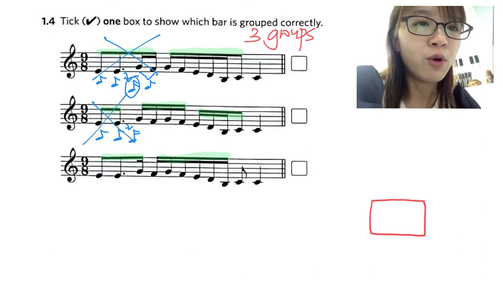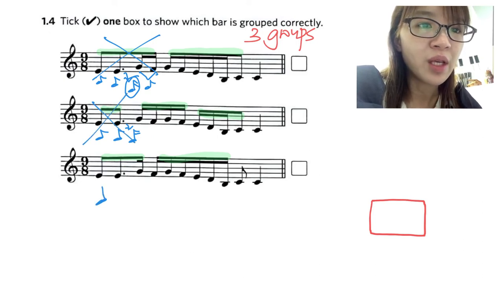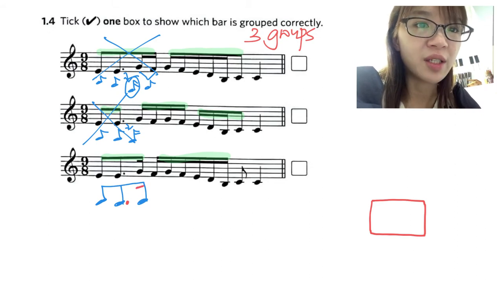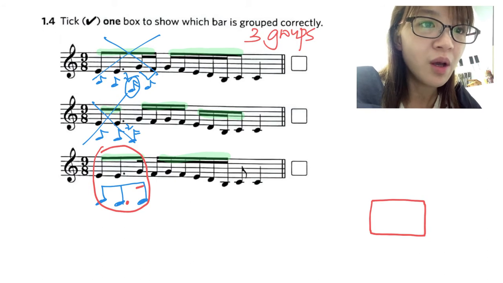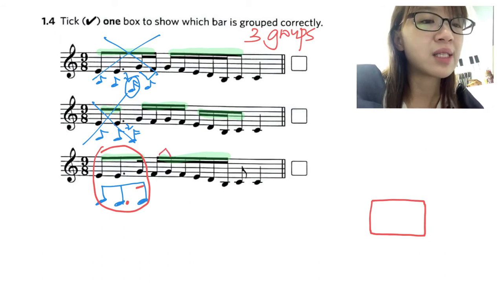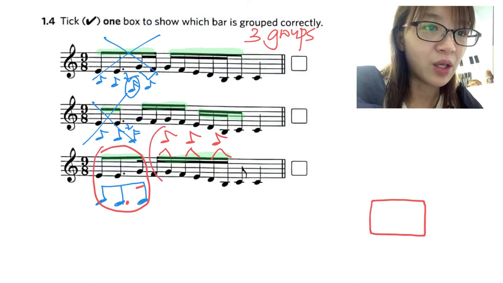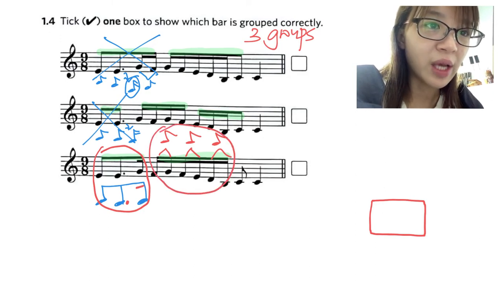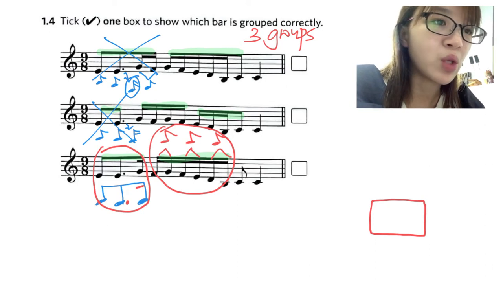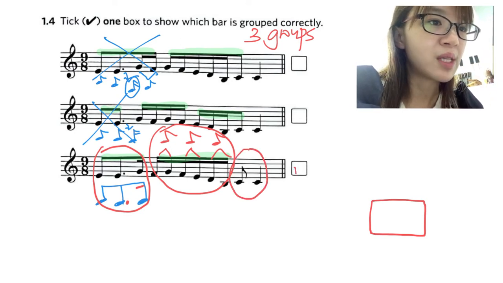No. Following by the next one, as we mentioned before, you have 3 quavers. When you have a dot, the rhythms almost cancel each other out. Yes, this is one group. These 2 quavers are equal to 1 quaver. 1, 2, and 3. Yes, this is another group. Look, they are grouped together. Yes, this is one group, and you have 1.5, which is equal to a dotted crotchet. It's another group. There are 3 groups, so the answer is the third one.